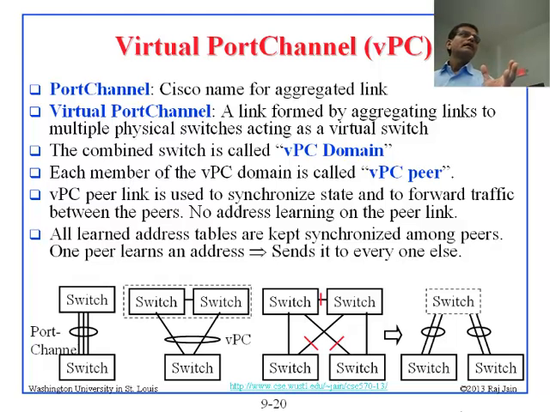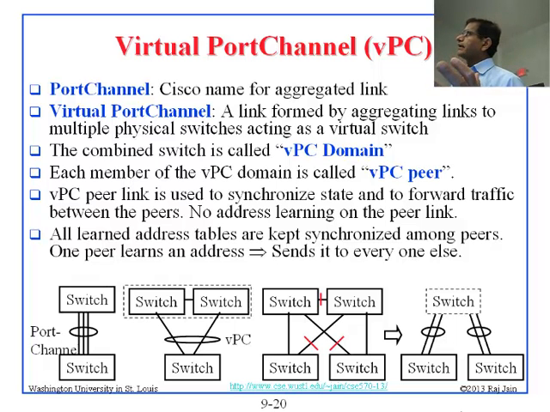Okay? So this is VPC, and before that was PC, which was port channel. Now this is virtual port channel. So this combined switch is called a VPC domain. Each member of the VPC domain is called a VPC peer, so there are two peers. And the VPC peer link, which is the link between them, is used to synchronize, as before.